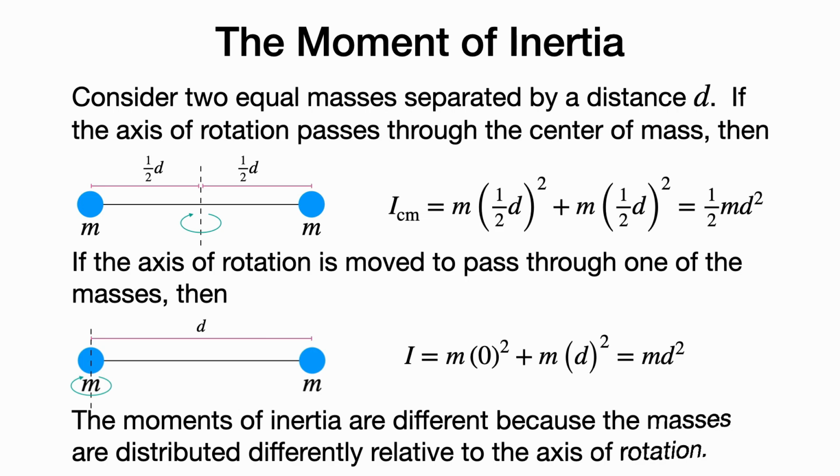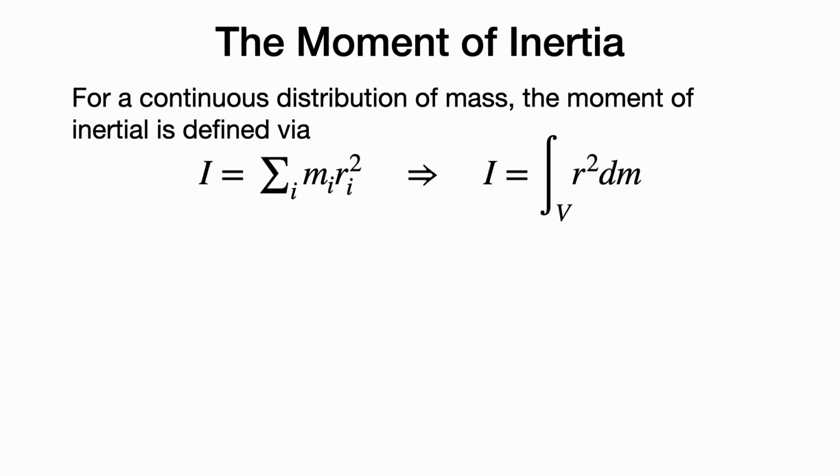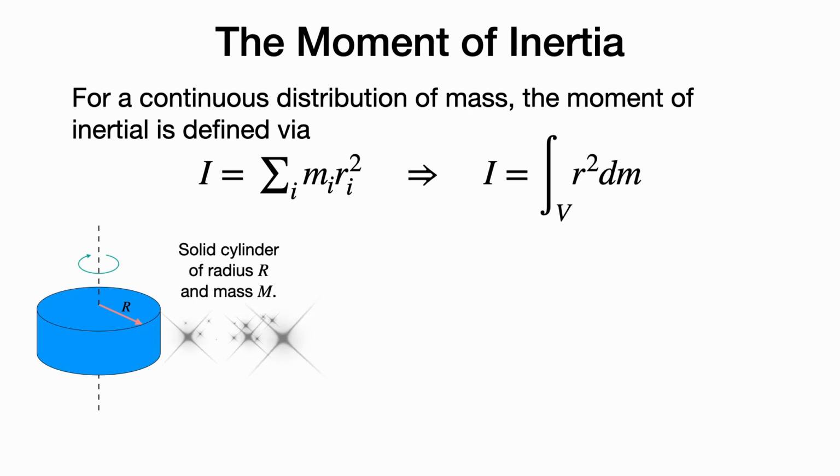For a continuous distribution of mass, the moment of inertia is defined by transitioning from a sum to an integral, where we integrate over all of the infinitesimal little bits of mass that make up the object, each multiplied by the square of its particular distance from the axis of rotation. So, for example, a solid cylinder of radius r and mass m has a moment of inertia about its center of mass, which is 1/2 m r squared.